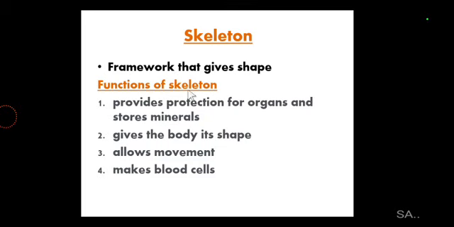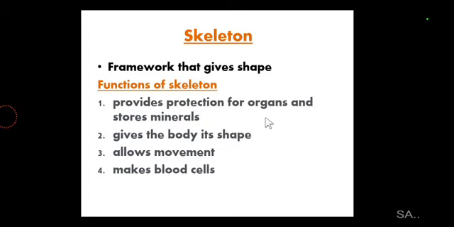Okay, so the skeleton is the framework that gives shape to an animal's body. If you look at its functions, then the first important function is that it provides protection for organs. For example, there are so many delicate organs that are found in our body, like the brain, that is actually protected with the help of a skull. Then you have the lungs, which are very delicate organs, and they are vital for survival, so they are actually protected under the rib cage.